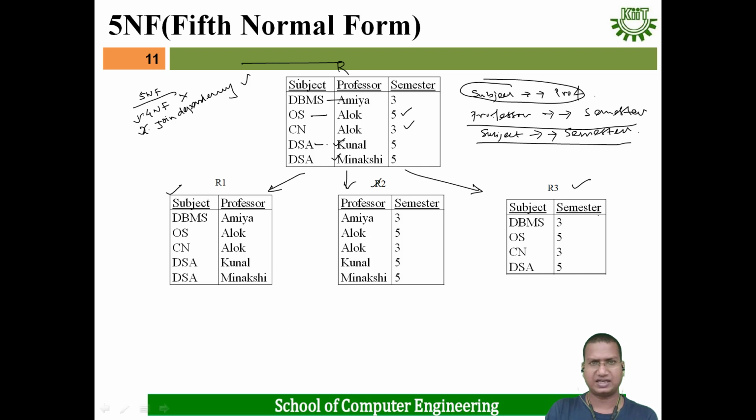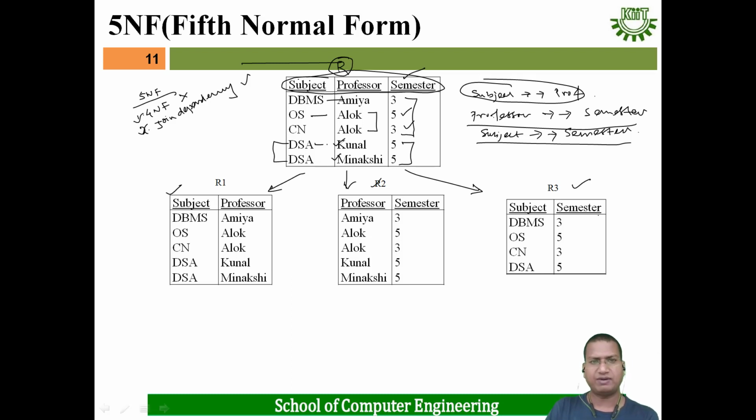But first, check the primary key or candidate key of R. Just see, in subject repeating groups are there, in professor repeating groups are there, and in semester also repeating groups are there. That means by taking a single attribute, we cannot define each and every row of the table. That's why you have to combine all the attributes to form the candidate key or primary key.